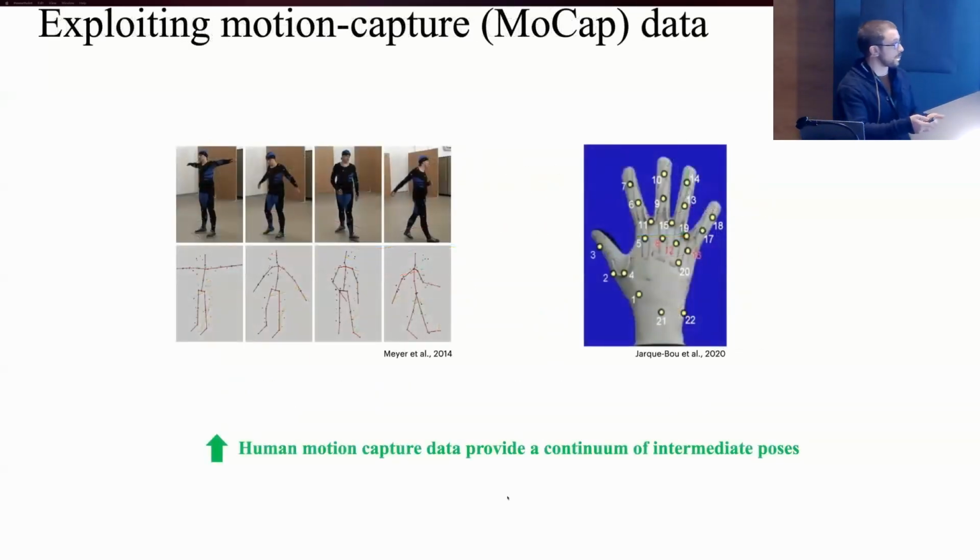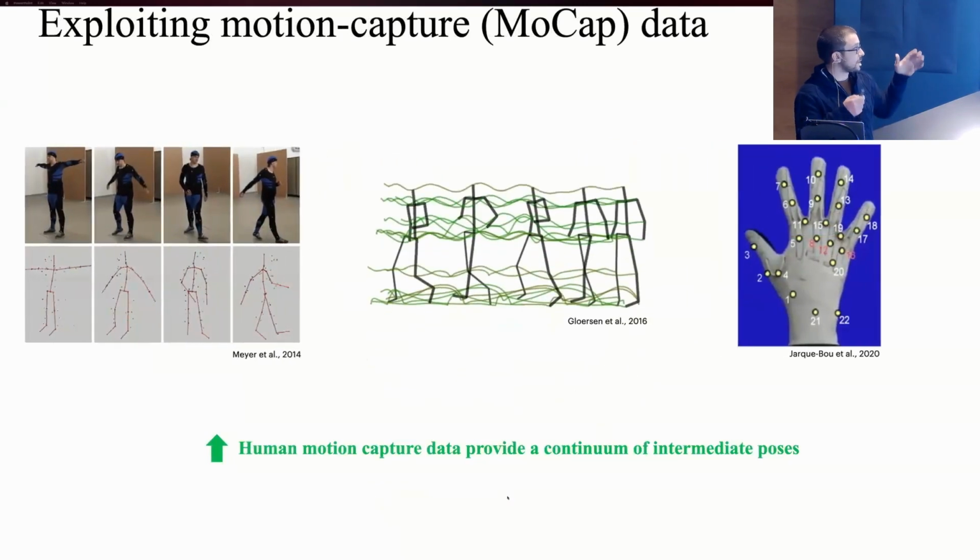The solution to this problem comes from human motion capture data. We have been using this technology for years now, and sensors that are placed on specific points of human bodies can be used in order to track the movements, and they can generate the intermediate poses. In fact, they generate a continuum of intermediate poses that we can then use to train our methods and learn the motion dynamics.